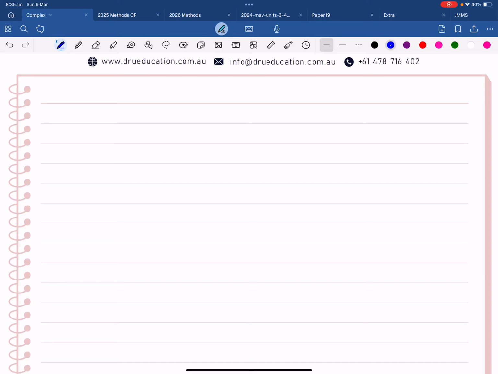Okay, so we know that z is equal to x plus iy, and z mod is x squared plus y squared, square root, right?